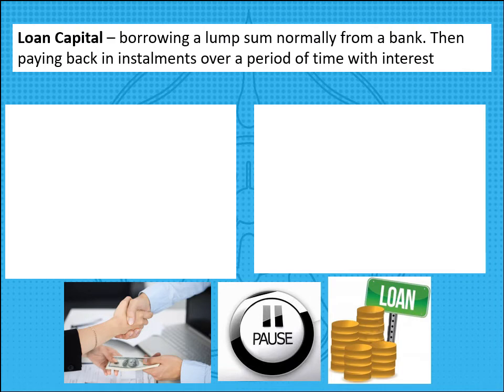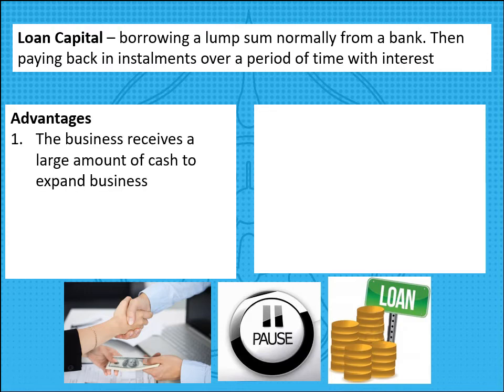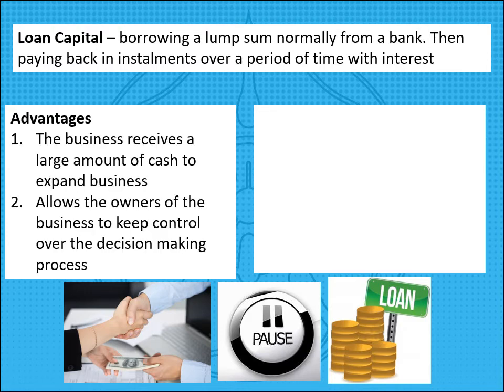Then you've got loan capital, which we have looked at last year, but again, bringing up again this year. So it's borrowing from the bank and then paying back in installments over a period of time with interest. Hopefully, these are familiar from last year. So you can receive a large lump sum of cash to expand the business, and unlike shareholders through public limited companies, you keep in control of the business and over the decision-making process.